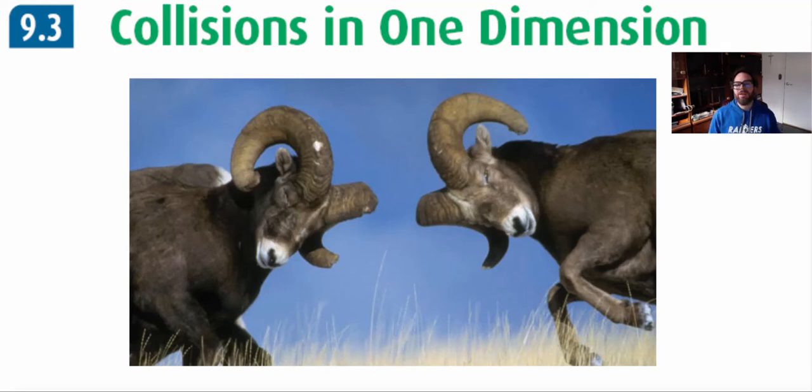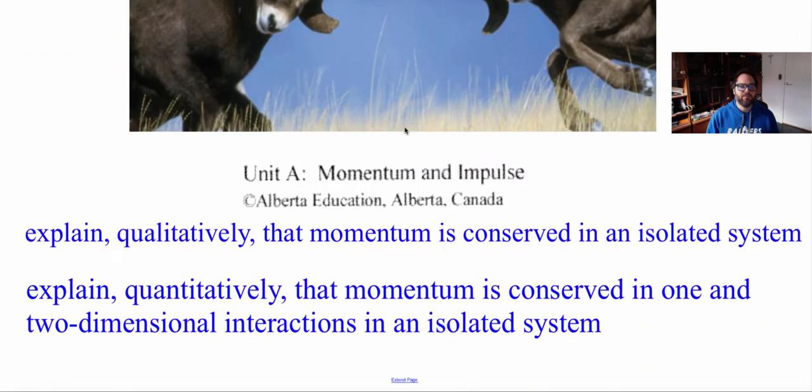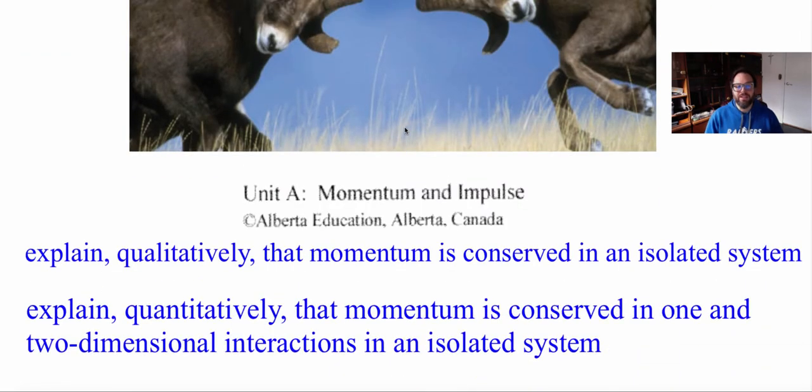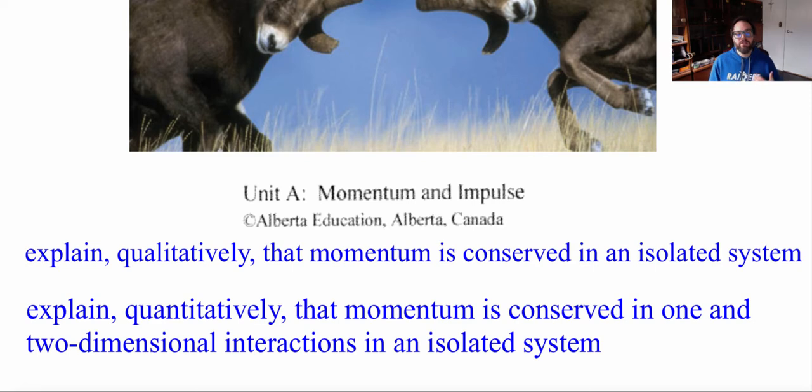In this lesson, we're going to be looking at collisions involving momentum in one dimension. So by the end of this lesson, you should be able to explain qualitatively that momentum is conserved in an isolated system. You should also be able to explain qualitatively that momentum is conserved in one- and two-dimensional interactions in an isolated system. So basically, by the end of class, you'll have to understand certain aspects of Newton's laws that we learned in Physics 20 and combine them with momentum in certain interactions and situations and be able to make calculations. So let's go on to see what that means.